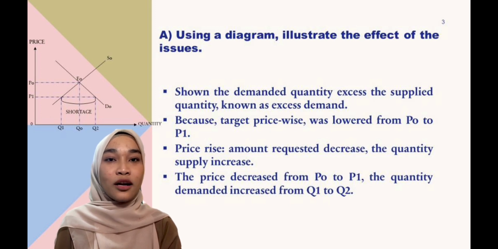This is because the target price was lowered to Rm2.77 from Rm2.89 previously. As price rises, the quantity demanded will decrease while the quantity supplied will increase. When the price decreases from P0 to P1, the quantity demanded will increase from Q1 to Q2.